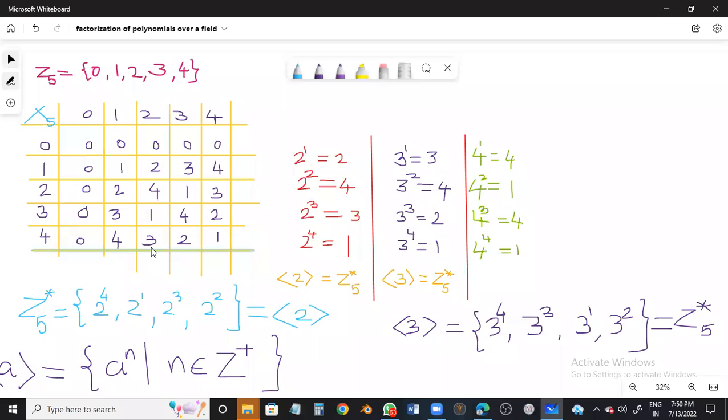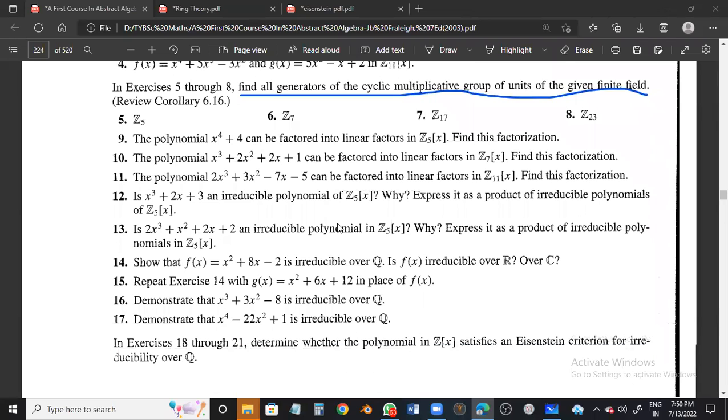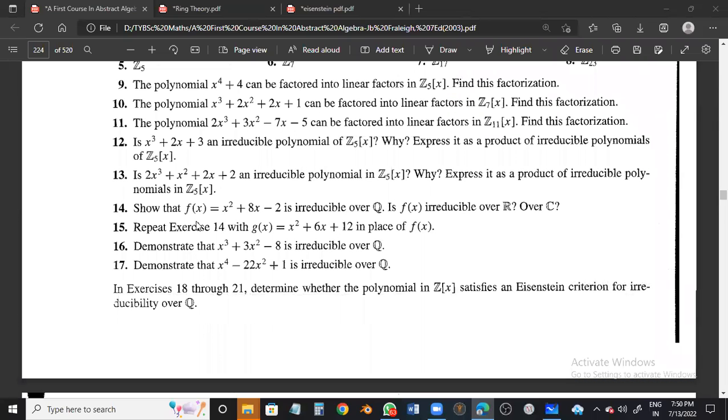Yes, ma'am. Okay. Now I would like to proceed with the next example. You can continue with Z7 the same way. Then Z17 and Z23, they are a little big, but you have to go with them. So I hope you'll try Z7, Z17 and Z23 on your own. Now, I would like to proceed with this particular one.